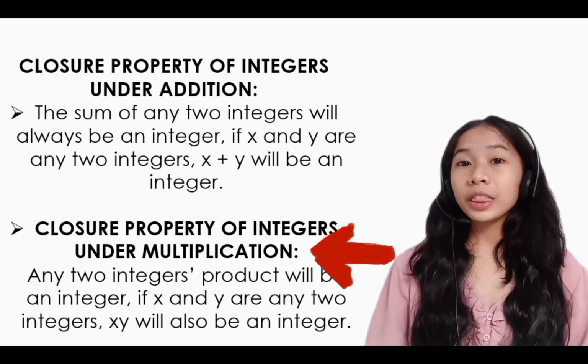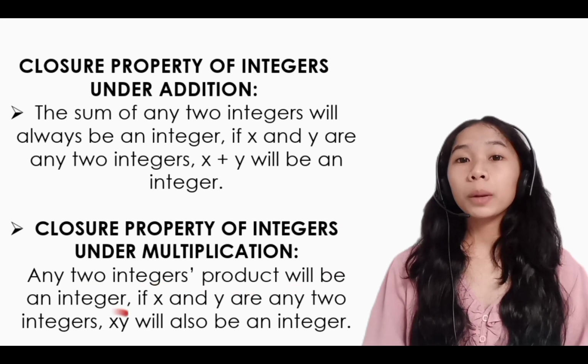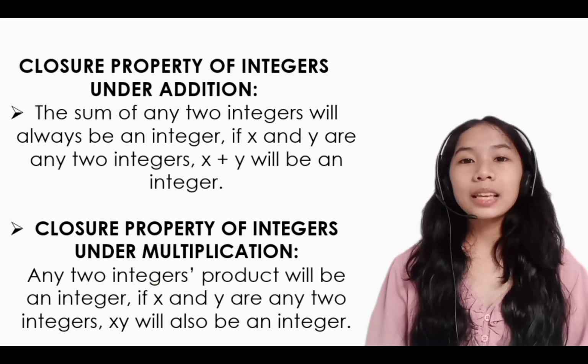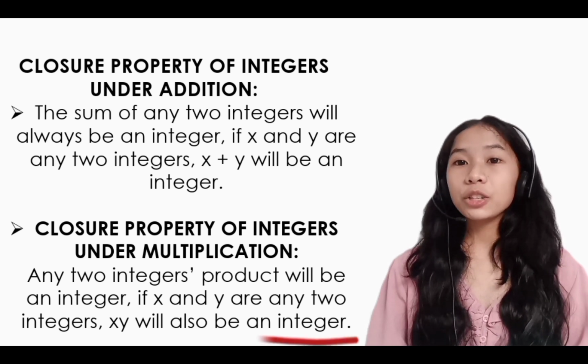Closure property of integers under multiplication. The product of any two integers will be an integer. If x and y are any two integers, xy will be an integer.